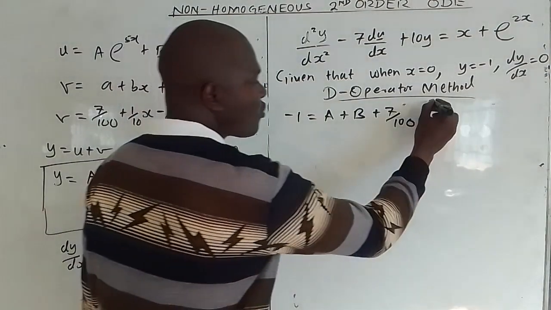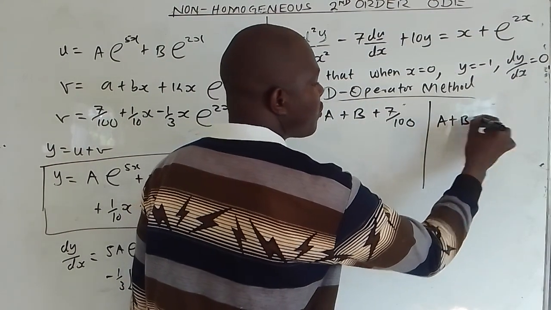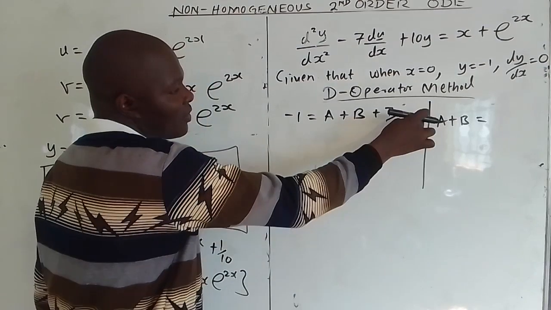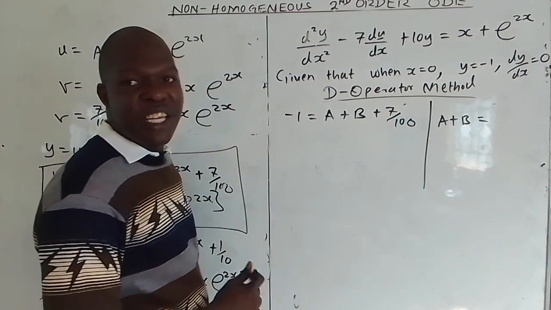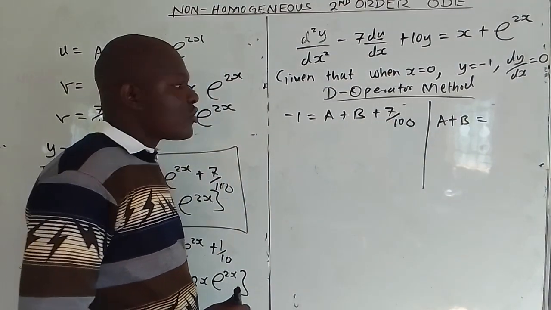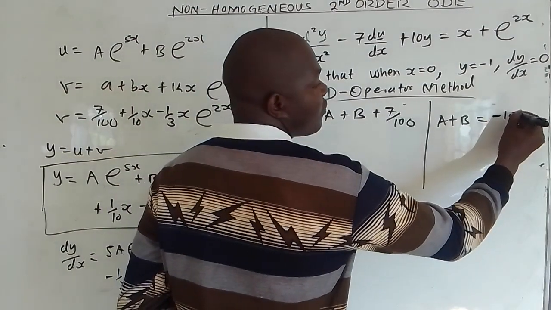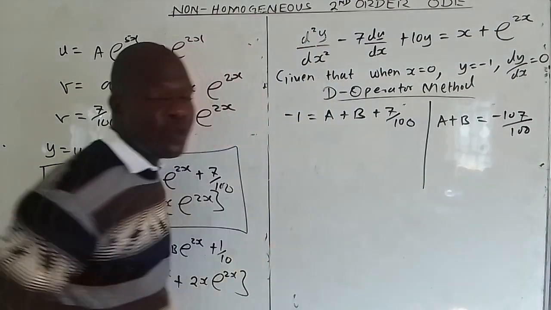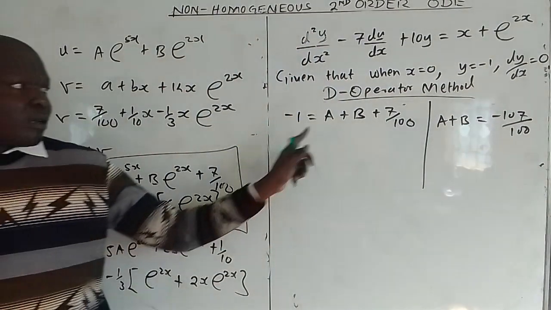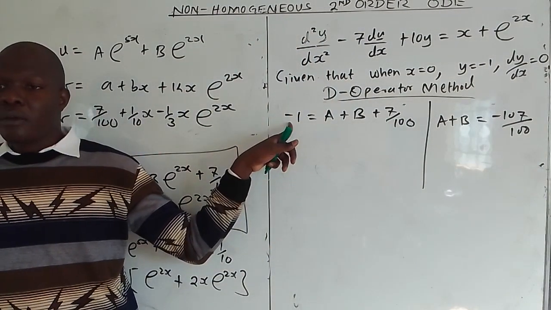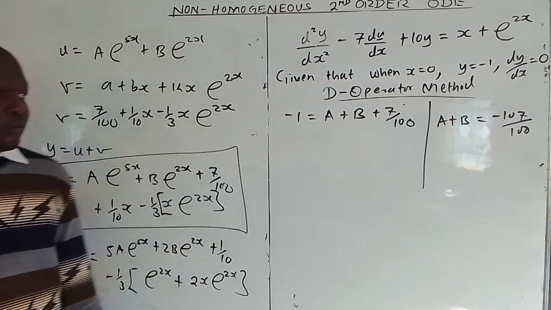So if you simplify this, what do you get? A plus b is equals to negative 7 over 100 coming this side, it becomes negative 7 over 100, isn't it? So negative 7 over 100 minus 1, negative 107 over 100, use calculator. Negative 7 over 100 minus 1, isn't it?